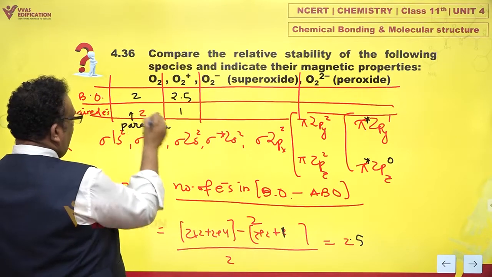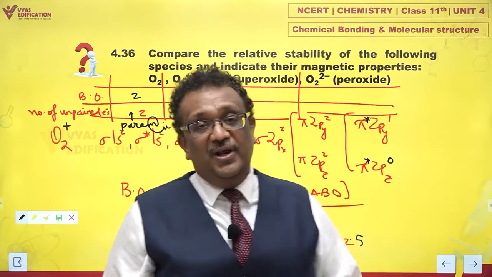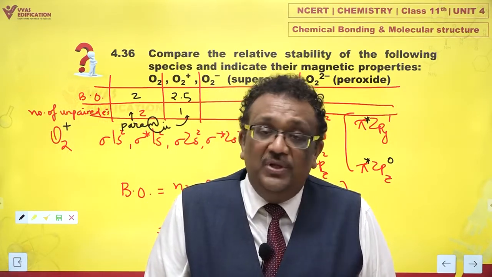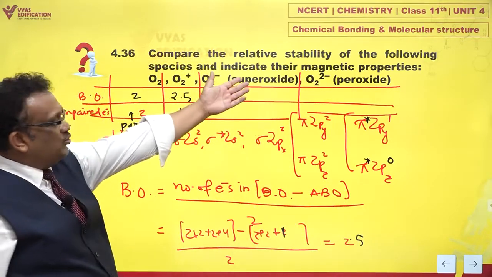So is this also paramagnetic? Yes, this is also paramagnetic. Even if one unpaired electron is there, it becomes paramagnetic. So oxygenyl cation O2 plus also is very much paramagnetic. What about O2 minus, O2 2 minus?